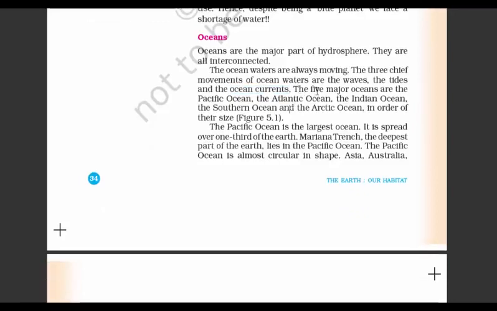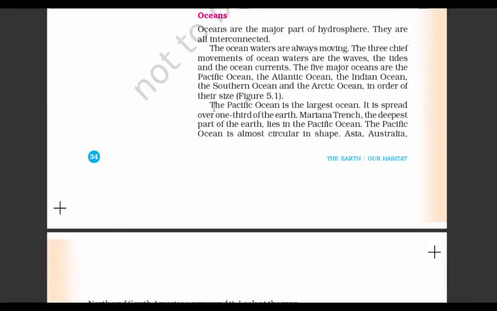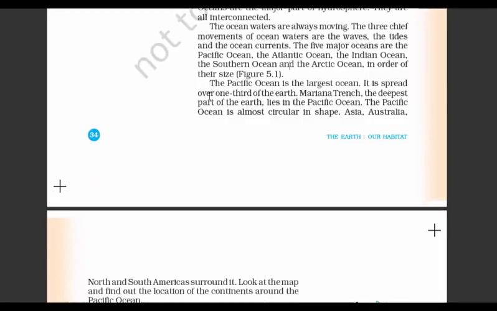So as we have read, there are 5 major oceans, which are the Pacific Ocean, Atlantic, Indian, Southern Ocean and Arctic Ocean. And we have also read the Pacific Ocean is the largest ocean. And a few facts if you're interested. Pacific Ocean is 1/3 of the Earth. Mariana Trench, the deepest part of the Earth, lies in the Pacific Ocean. The Pacific Ocean is almost circular in shape, etc.